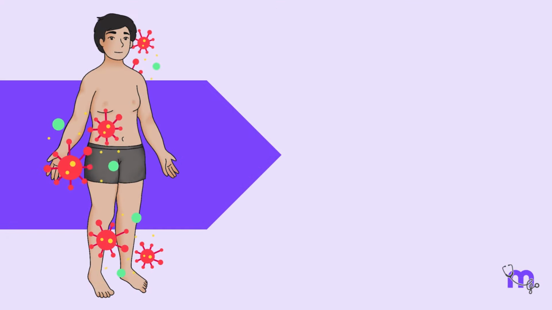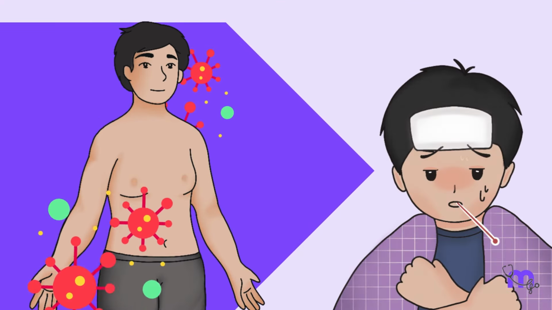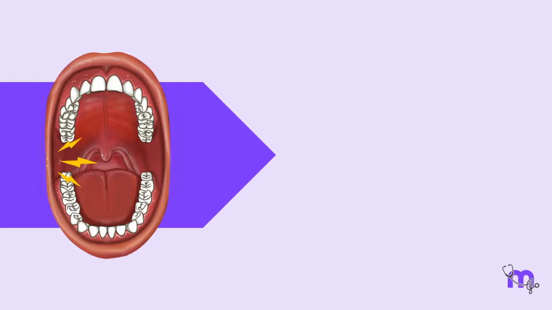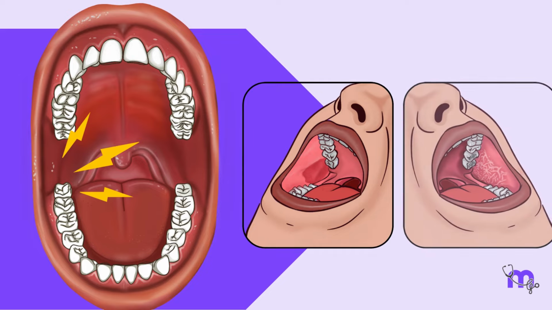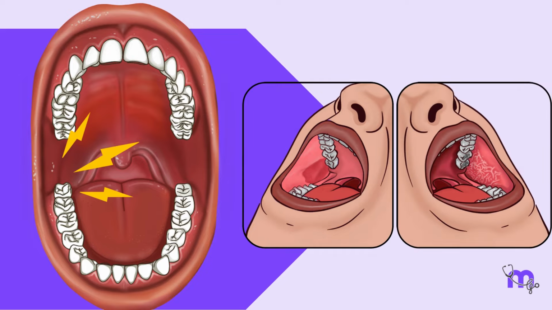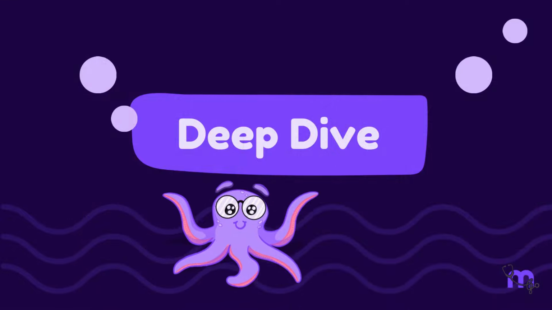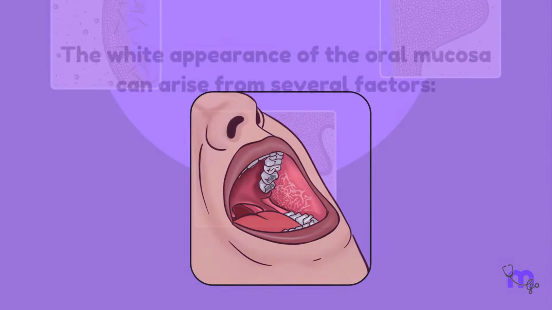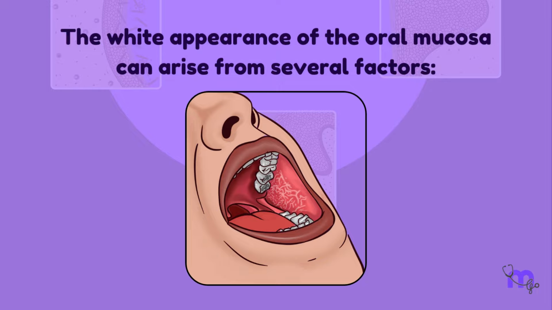Our body communicates infections by raising our temperature. Likewise, the oral mucosa responds to disturbances by developing red or white lesions, alerting us to a potential problem. The white appearance of the oral mucosa can arise from several factors.